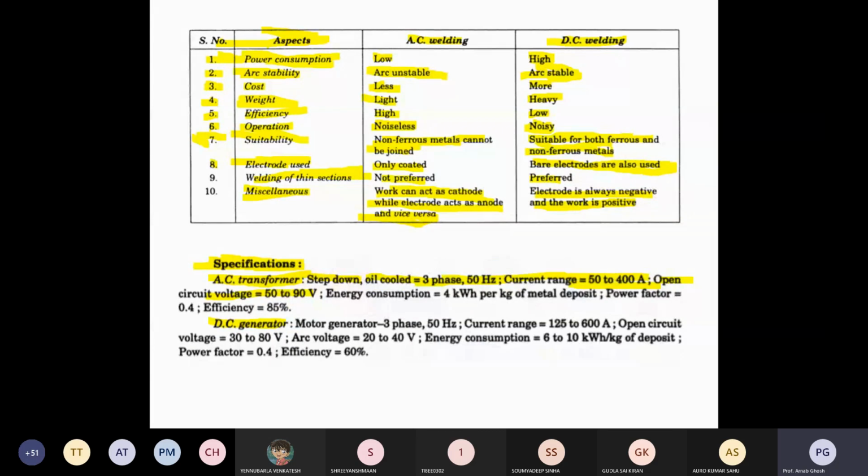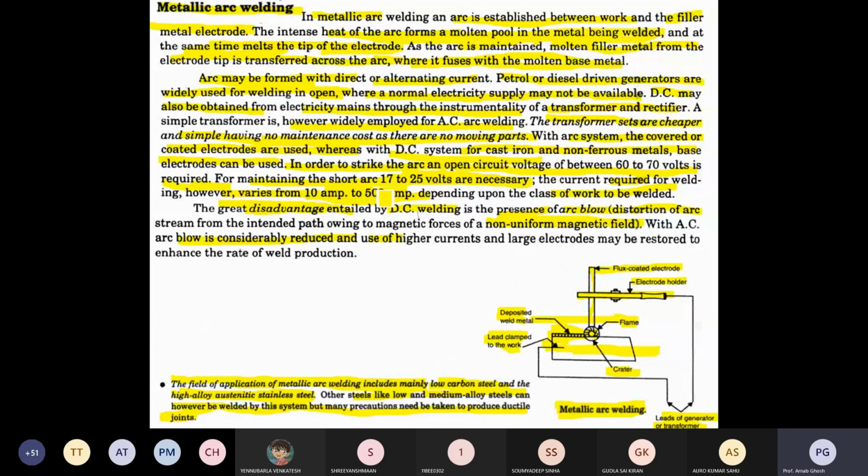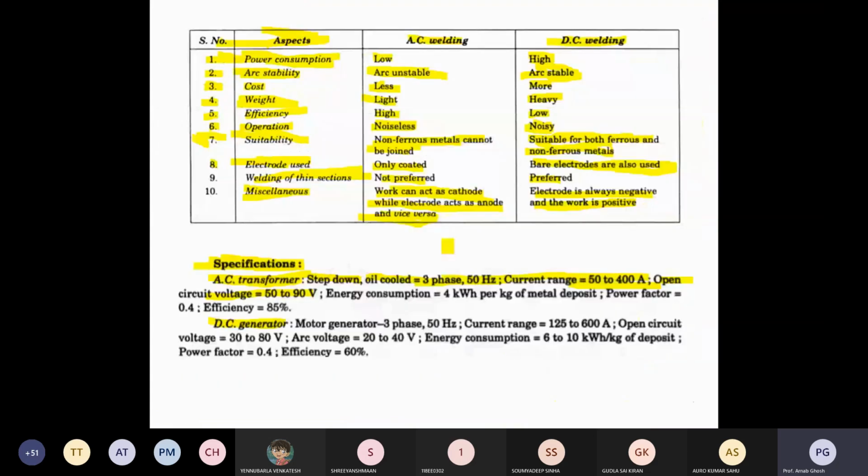For metallic welding, that is 17 to 25 volt. So that ranging, 60 to 70 volt, 60 to 70 volt. Another is 70 to 25 volt. So based on that ranging, you have to provide the transformer open circuit voltage. Energy consumption is in kilowatt hour, that is your unit. Energy consumption is 4 units, where 1 kilowatt hour means 1 unit, so 4 kilowatt hour means 4 units per kg of the metal deposit.